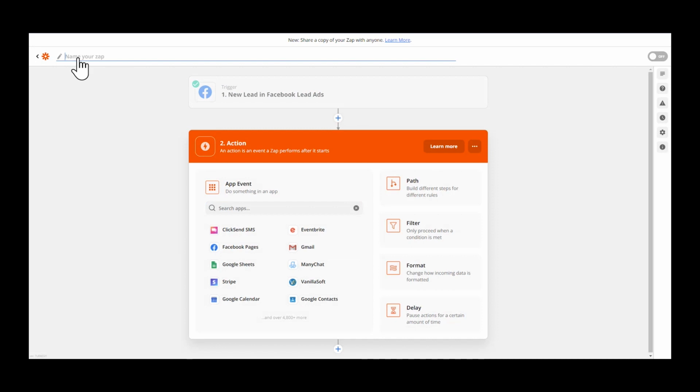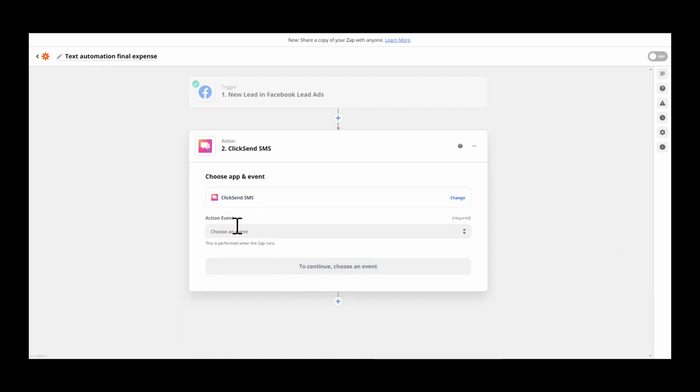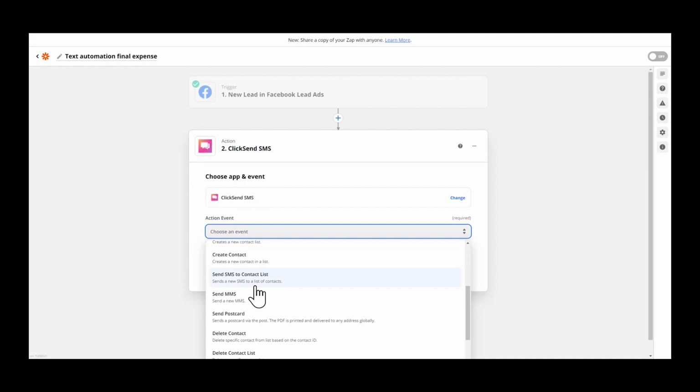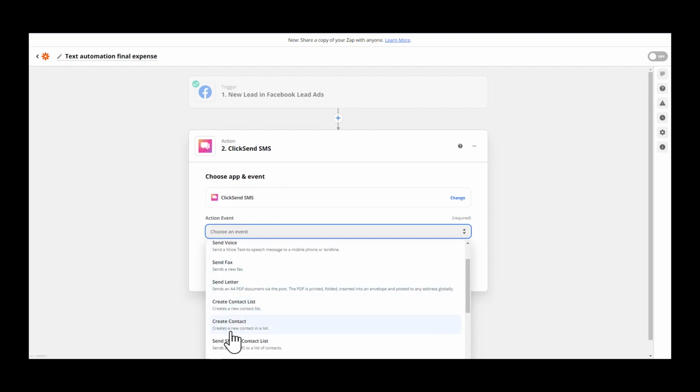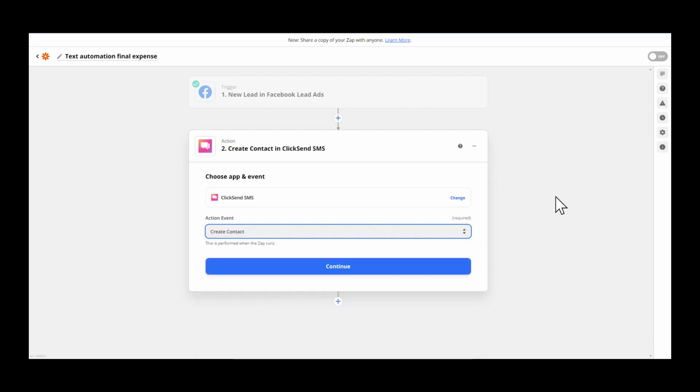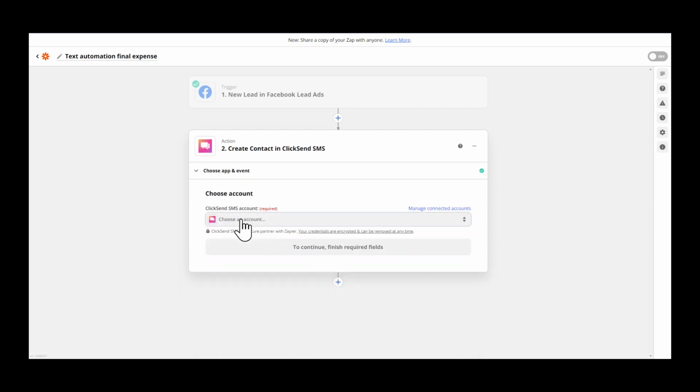Now we're going to make this text automation final expense. We're just going to name this. Okay. Now what we're going to do is connect ClickSend to this. So ClickSend. Choose event. We're not going to send SMS. We're going to go to create contact, which creates a new contact in a list. Okay. So we hit continue.